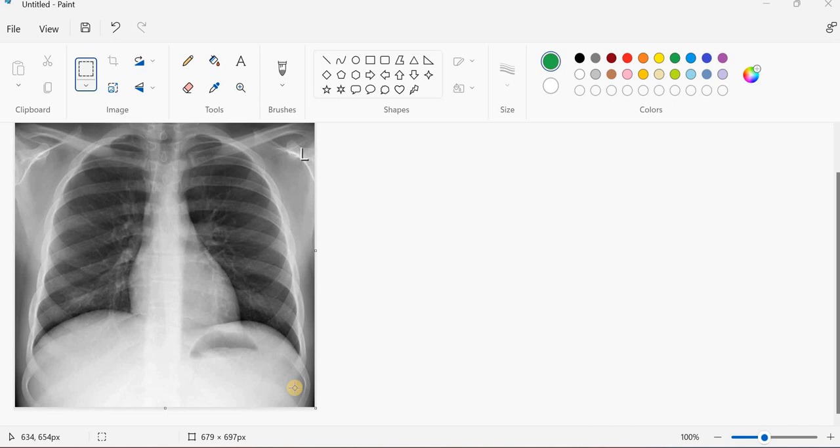Today we are going to discuss how to count the ribs in a chest x-ray. Well, you might ask yourself a question: why do we need to count the ribs? First of all, we need to count the ribs for two reasons.